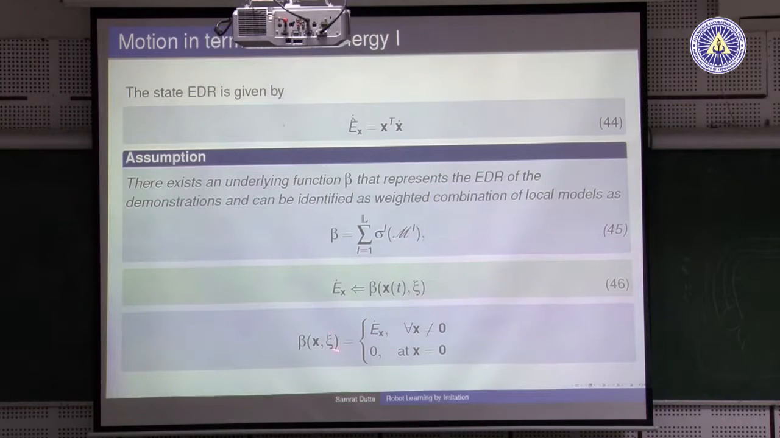I mean, constraint in a sense that beta will be learned such that beta will always represent E dot when x is non-zero, and it will make sure that at x equal to 0 beta is 0. Why? Because x equal to 0 is our target state. It is a generalized state, right. So, we can take the equilibrium point as x equal to 0, and we make sure that at the target point this beta is 0. Why? Because we do not want any change in the energy when it has already reached the target, as simple as that, right.